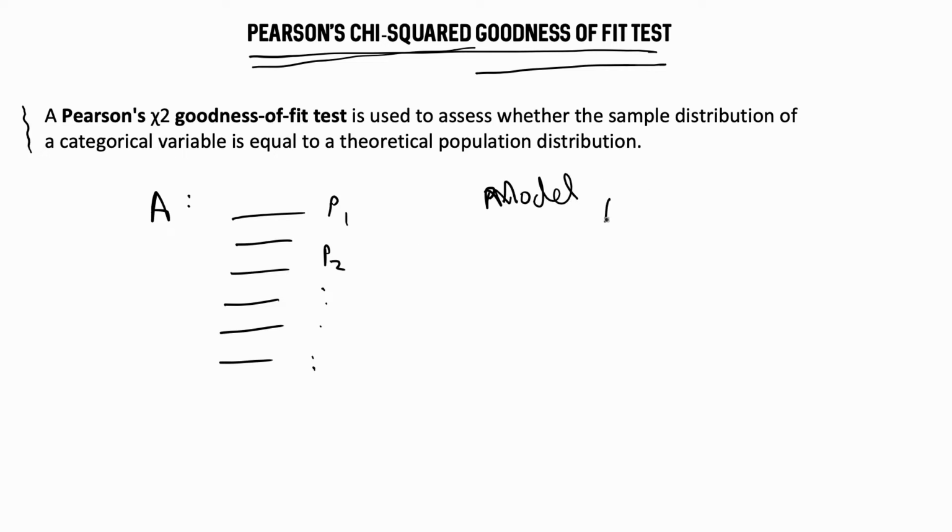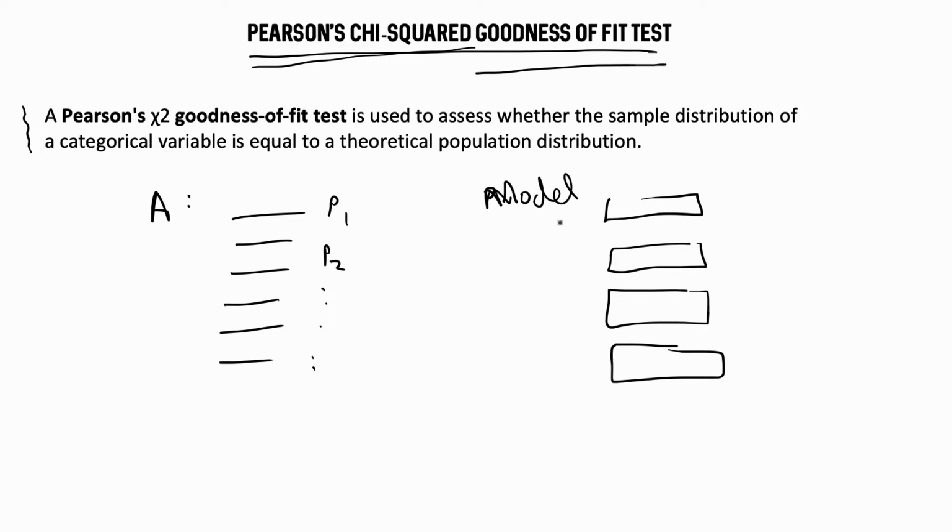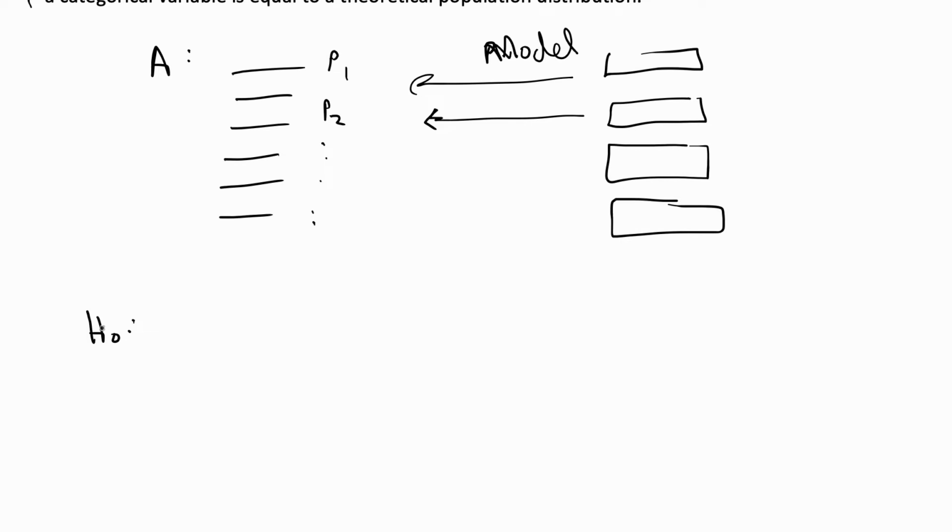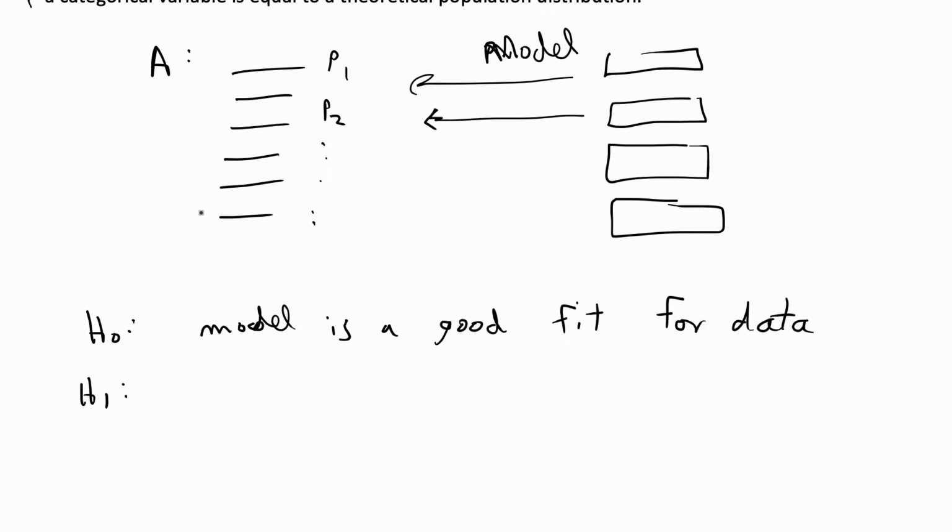Your model is going to have the same number of factor levels, and at the population level it's going to have some kind of theoretical distribution. So it will have its own proportions for each factor level, and then you're using the Pearson's chi-squared test statistic to test if the model is a good fit for your data. The null hypothesis for this type of goodness of fit test is that the model is a good fit for the data, and the alternative hypothesis is that the model is not a good fit for the data.